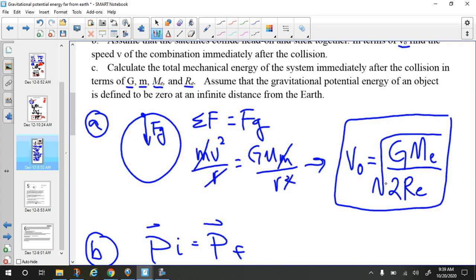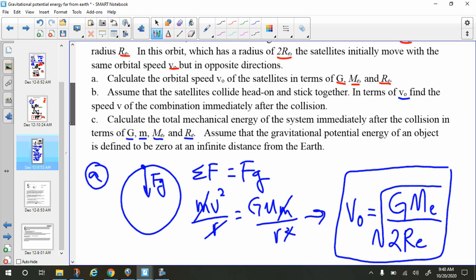V naught is equal to the square root of G times the mass of the Earth, which is this big middle mass, divided by r, but r is 2 times the radius of the Earth, which is the given variable that we can use in our answer.